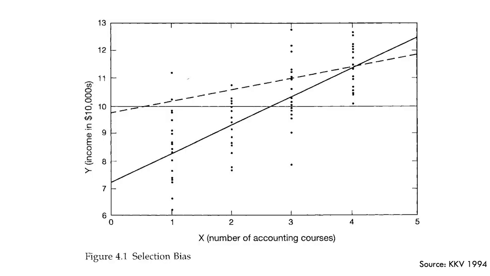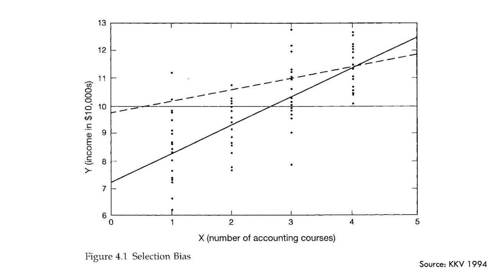More often, though, you accidentally select on the dependent variable. For example, let's say you want to study the impact of taking accounting classes on your income. If you decide to study how many accounting classes MBA students take, which here is represented by the dotted line, you're going to bias your research. The thing is that MBA grads already make a lot of money, even without having studied accounting. So taking additional accounting classes doesn't make much of a difference.